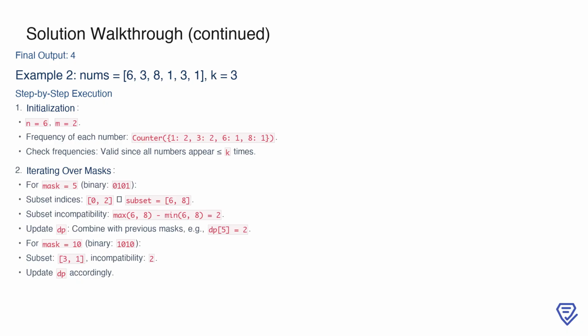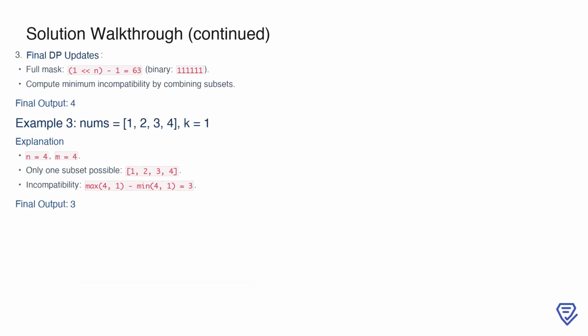Similarly, for mask equals 10, binary 1010, the subset 3, 1 also has an incompatibility of 2, and the DP table is updated accordingly. After processing all masks, the full mask for nums equals 6, 3, 8, 1, 3, 1 is 63, binary 111111, and the minimum incompatibility is calculated from the DP table. The result for this example is 4.